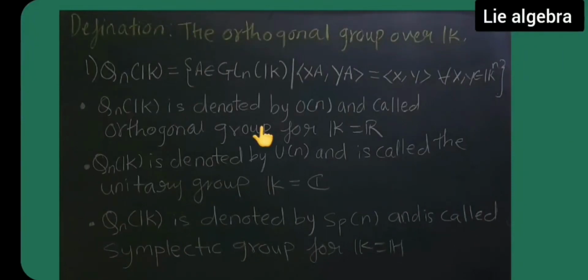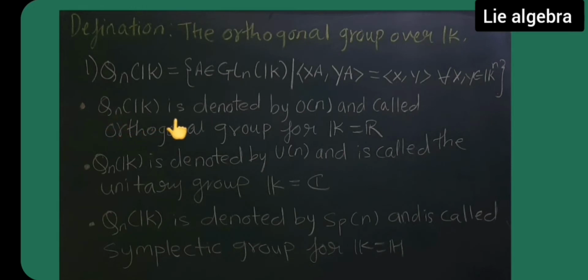Today's lecture is about the orthogonal groups over K. There are several characteristics of orthogonal groups. Okay, so the orthogonal group over K. These are the definitions, and this first part is very important. Qn of K is equal to the set of A belonging to Gln of K, where the inner product of xA comma y is equal to the inner product of x comma y for all x comma y belonging to Kn.